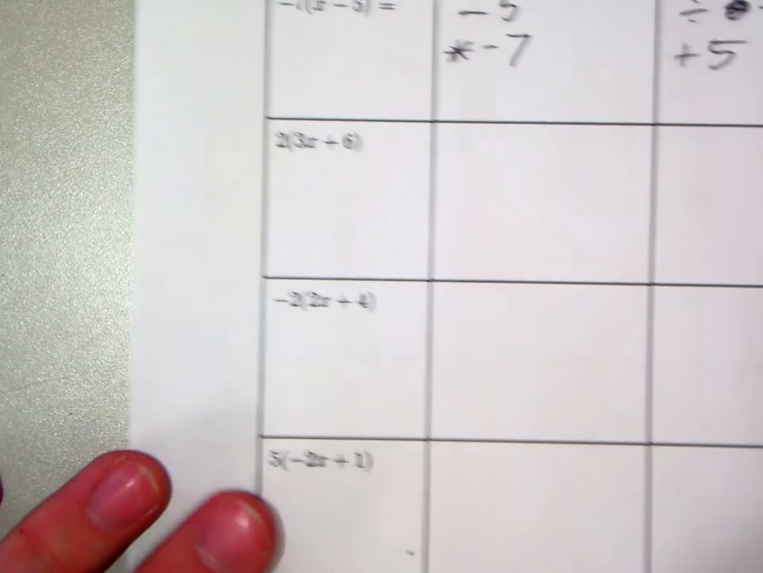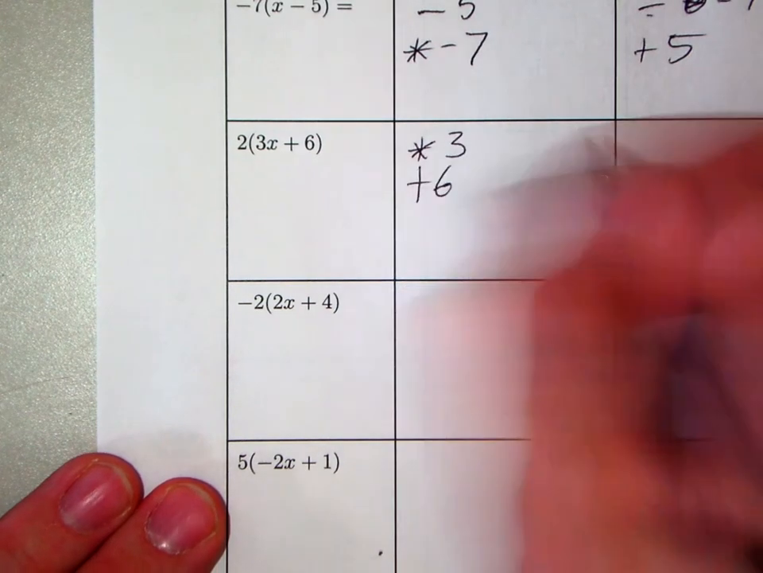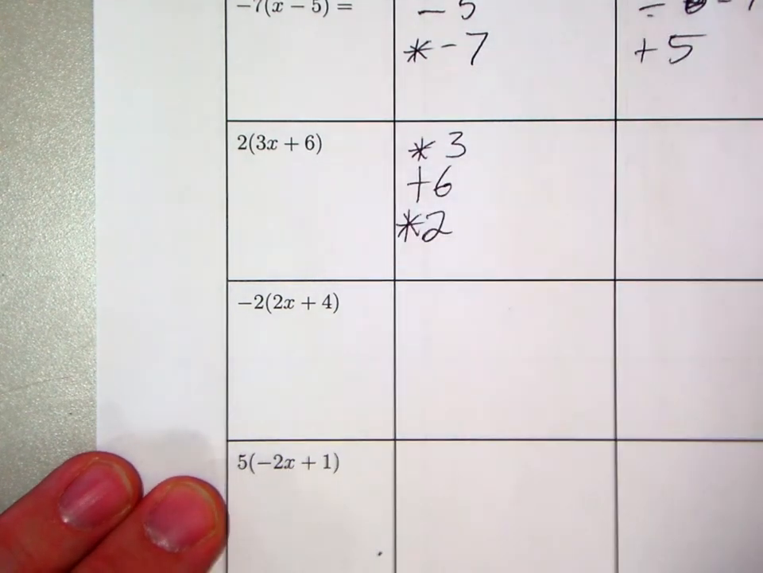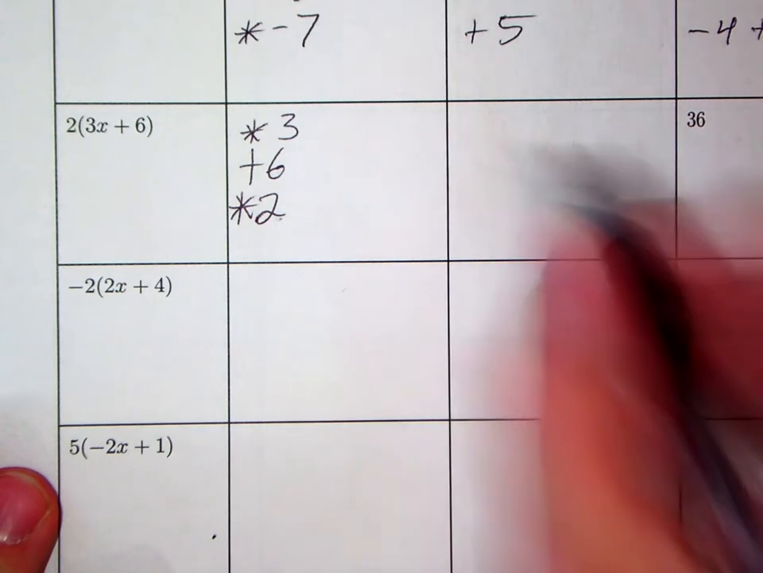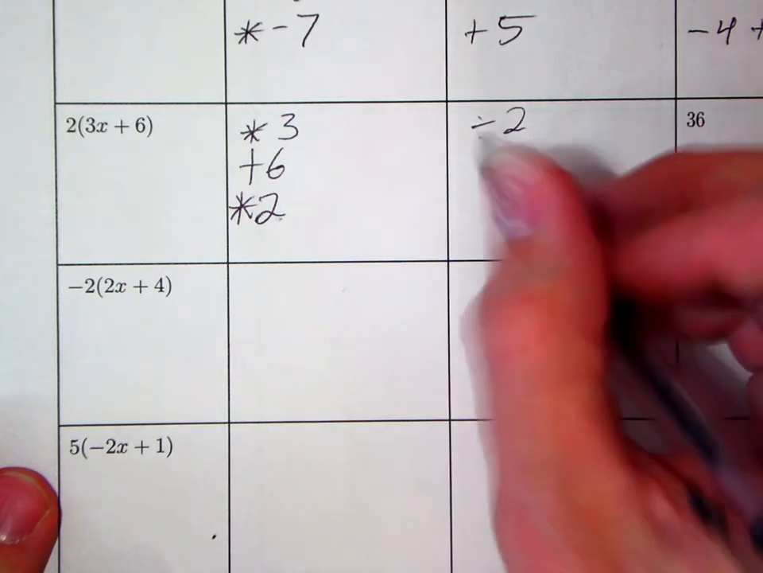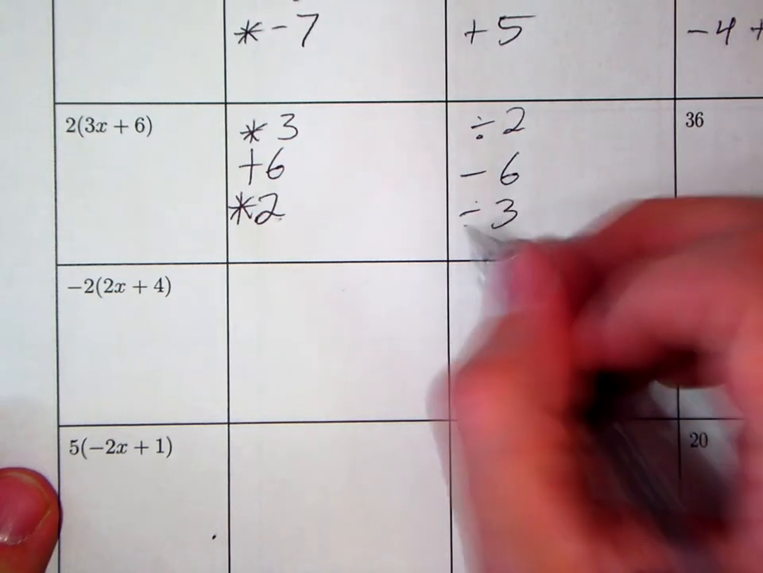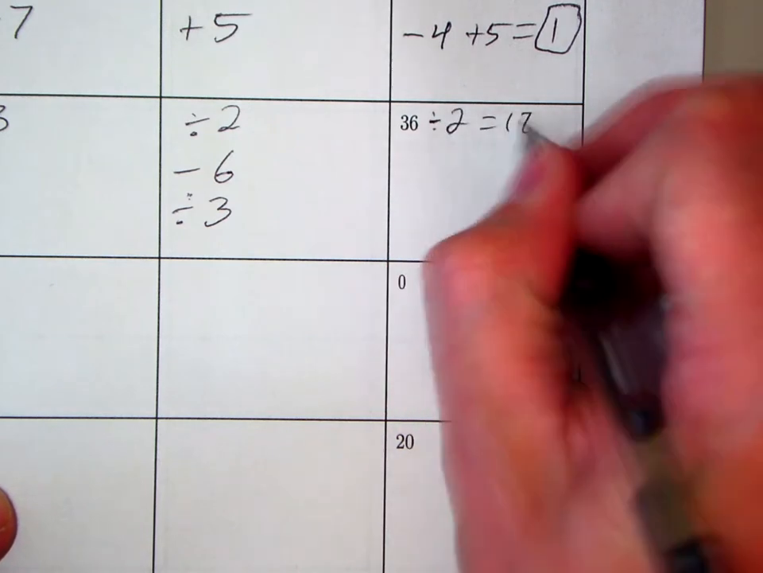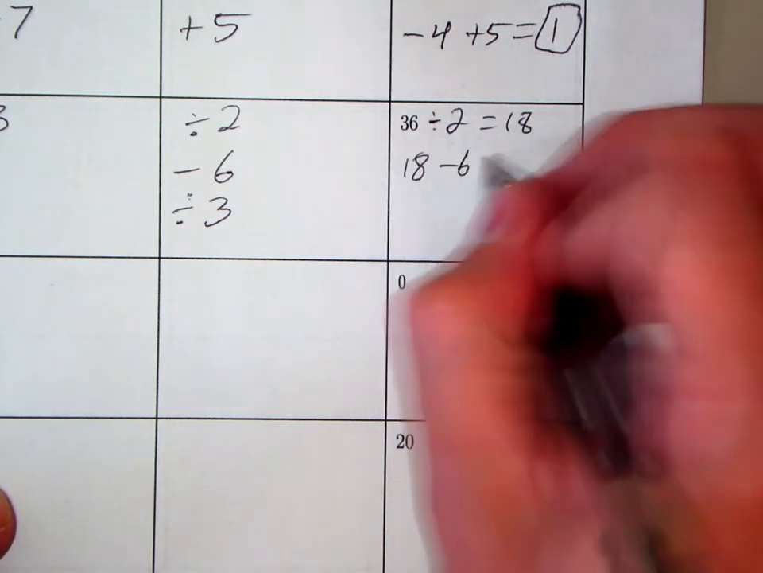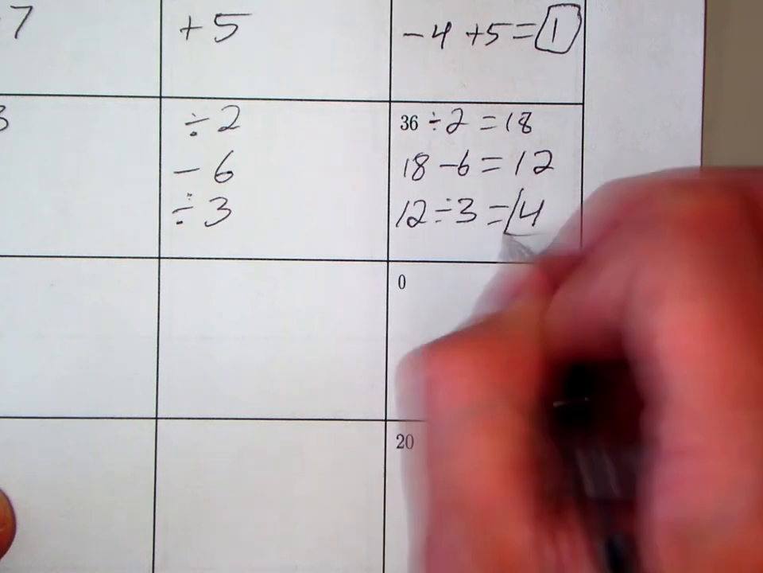The next line, we start with x, we multiply this by 3, then we add 6, and then we multiply by 2. So now there's a third step. To undo, we do it in the reverse order. So we start with the times 2, and we divide by 2. Then we move on to the plus 6, and we minus 6, and then we divide by 3. So if we begin with a number like 36 and divide by 2, we get 18. Then 18 minus 6 is equal to 12. And then 12 divided by 3 is equal to 4.